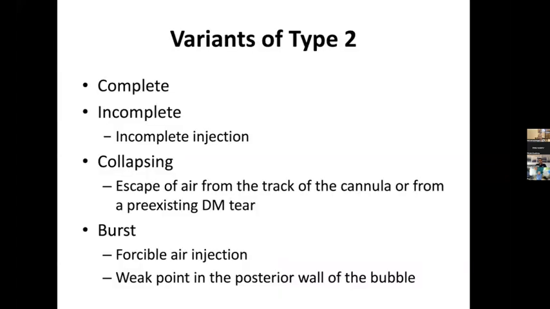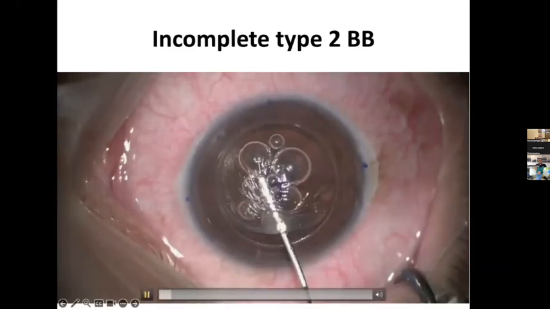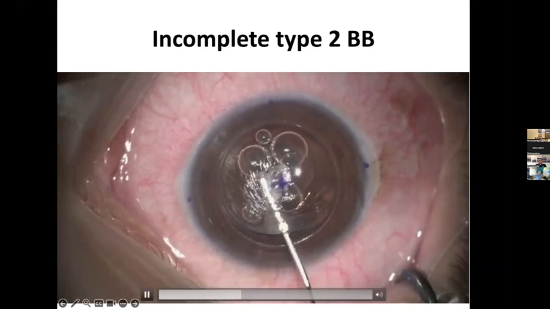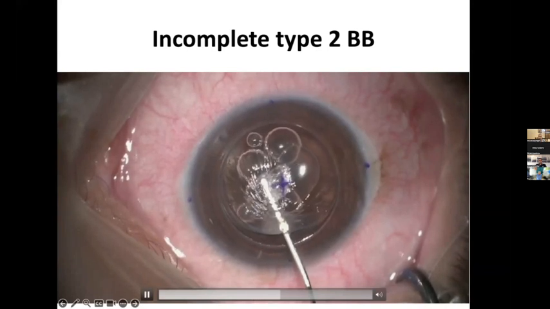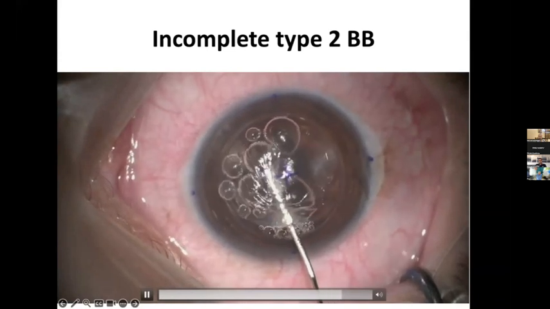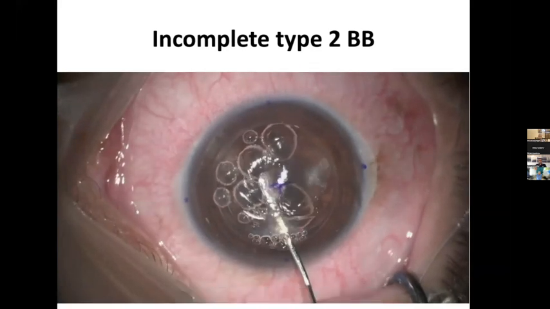So now I'm going to talk about the type 2 bubble, which is similar to the type 1 bubble. It may be a complete type 2 bubble, an incomplete type 2 bubble, a collapsing or a burst type 2 bubble. So this is an incomplete type 2 bubble, a small type 2 bubble, in a case of keratoconus, and you will find that the type 2 bubble is starting in the center also, not in the periphery, and extending till I stop the injection when I realize that I'm having a type 2 bubble, which is not a desirable bubble.